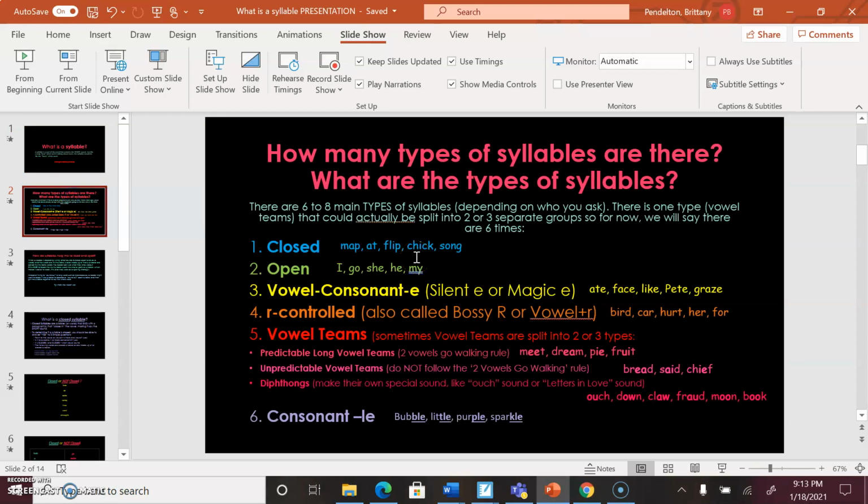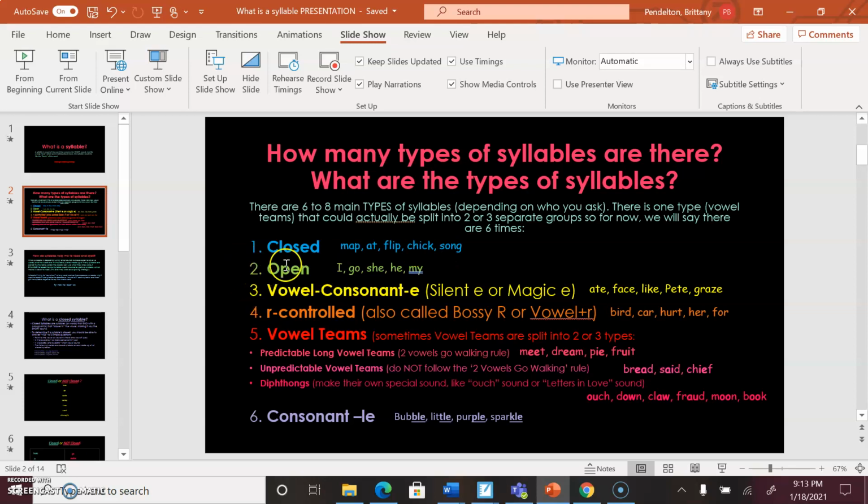How many types of syllables are there? And what are the types of syllables? So we talked about our one and only and most popular type of syllable, the closed syllable, which has a short vowel sound, and it has the spelling pattern where there's one vowel closed in by one or more consonants. So we talked about closed, which are short vowel sound.